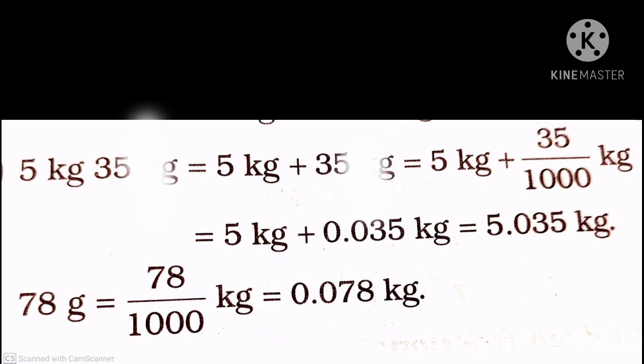So 5 kg plus 35 gram, and again 5 kg plus 35 by 1000, as 1 kilogram is equal to 1000 gram. So it means it is 5 kg plus 0.035 kg. That is 5.035 kg. See the other example, 78 gram. 78 gram means 78 by 1000 kg, which is equal to 0.078 kg.